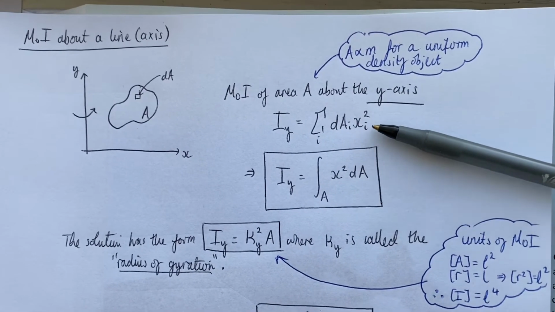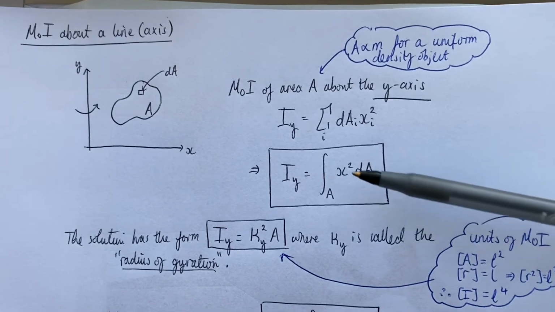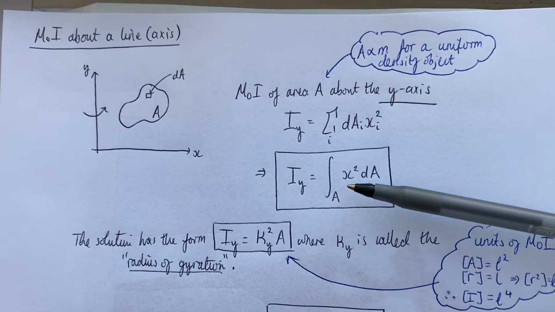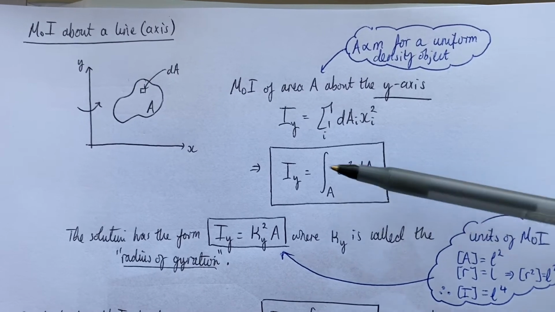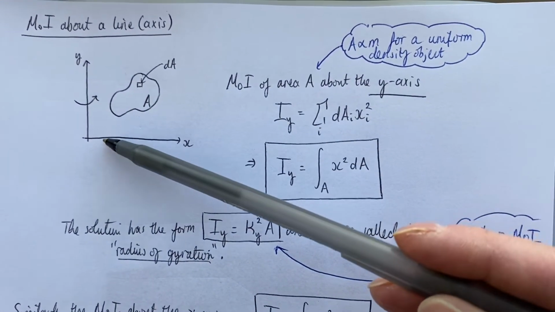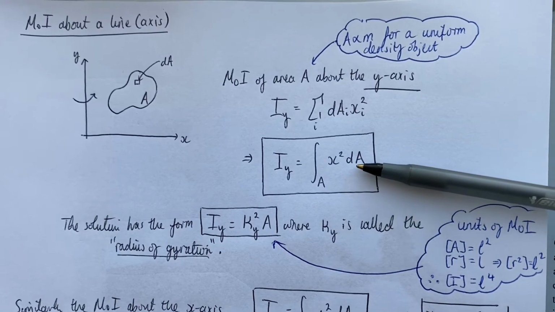So if we write this equation in integral form, we just take the integral over the whole area of the distances from the x-axis of all the individual pieces with respect to A.